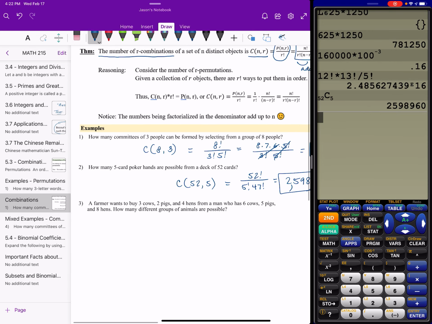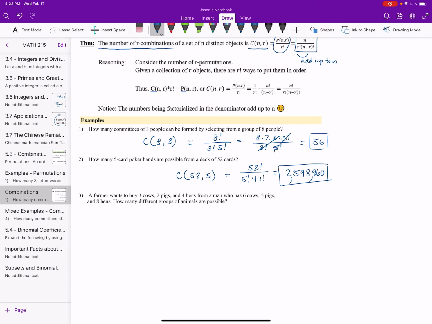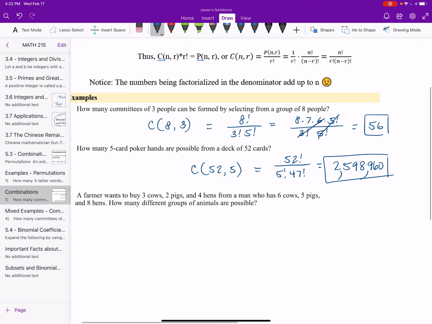So there we have that. And then one that extends the concepts a little bit. A farmer wants to buy 3 cows, 2 pigs, and 4 hens from a man who has 6 cows, 5 pigs, and 8 hens. In this situation, we're really doing this task in 3 steps. The first thing we're going to do is buy the cows. The next thing is buy the pigs. And the last step, we're going to buy the hens. Again, we don't care what order we bought them in. The group is the group.